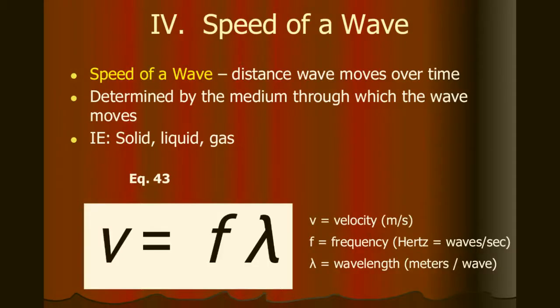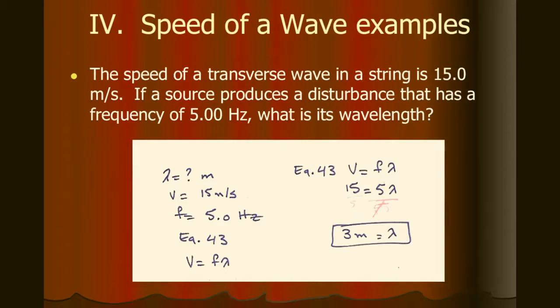The speed of a wave is the distance the wave moves over time. It's determined by the medium through which the wave moves, and examples of these mediums include solid, liquid, and gas. Our equation is going to be equation number 43, where velocity is equal to frequency times the wavelength.